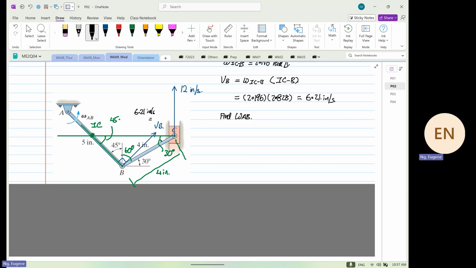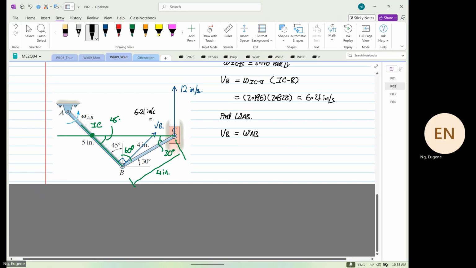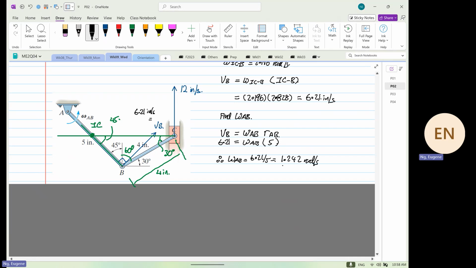So we can write down VB is equal to omega AB times R AB. So now 6.21 equals omega AB multiplied by RAB, which is 5 inches. Therefore, omega AB will be equal to 6.21 divided by 5, which is 1.242 radians per second.